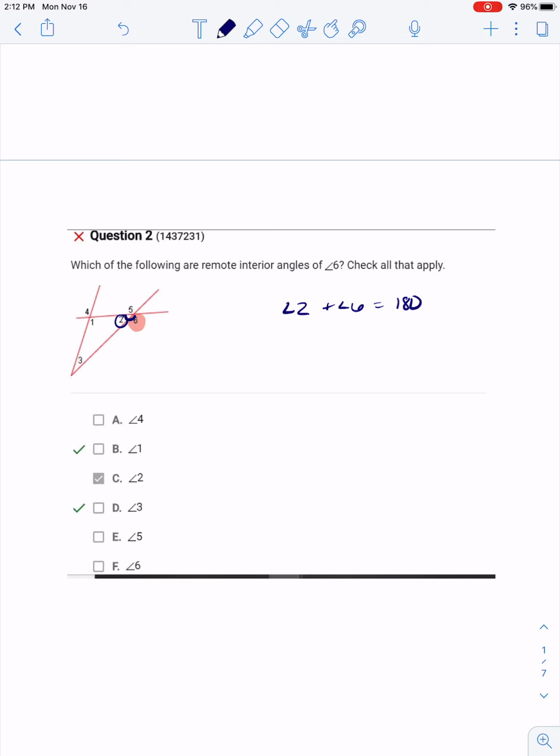Then angle 2 is an interior angle that's supplementary. It's a linear pair with angle 6. The other two interior angles inside my triangle are angle 1 and angle 3. That's what makes up what we call remote interior angles, okay? So angle 6 has two remote interior angles. That would be 1 and 3. So the other two angles that are not right beside it, okay?